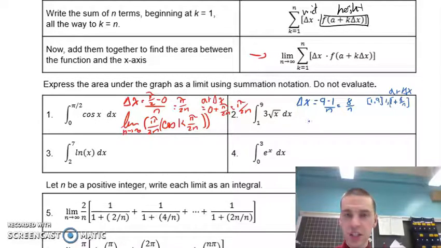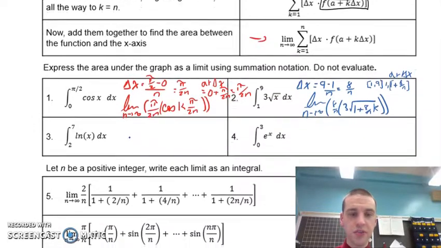And so when we go to finish this, we're now doing the limit as n approaches infinity of delta x, 8 over n, multiplied by f of, which we know is 3 square roots, of a is the 1, plus delta x, 8 over n, multiplied by k. And again, I'm just going right from here. Delta x, we found 8 over n. We found the a plus delta x right here. So f of, that's the function, 3 square roots of 1 plus 8 over n times k. Okay.